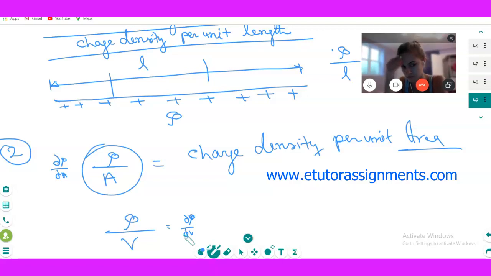Is it clear? Then what we will do? We will take small portions and then we will take the small area. That is called this one. Correct or not?